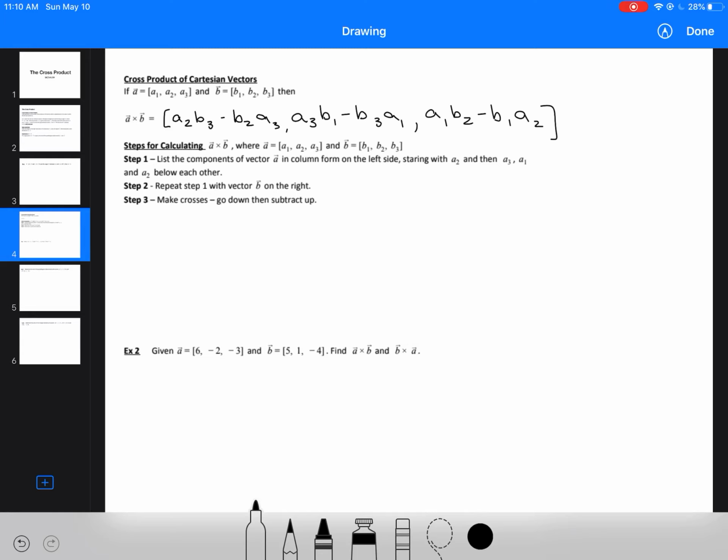And we're going to do a strategy here that's going to help. List the components of vector A in column form on the left side, starting with A2, and then A3, and then A1, and then A2 below each other. So we've got A2, A3, A1, and then back to A2. For B, we're going to do the same thing. So B2, B3, B1, and then B2.